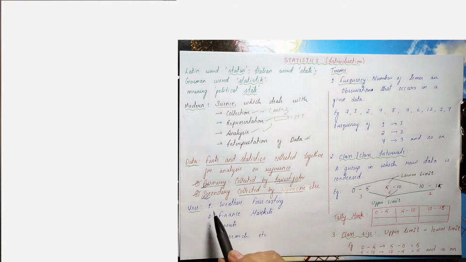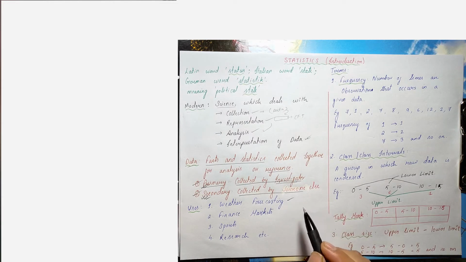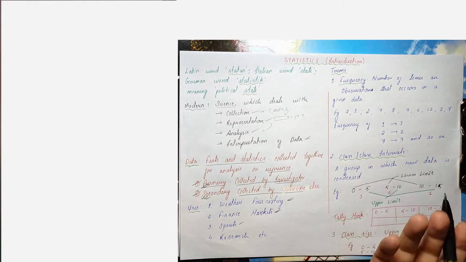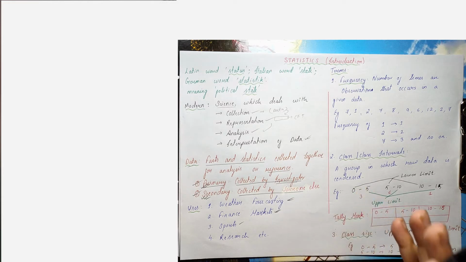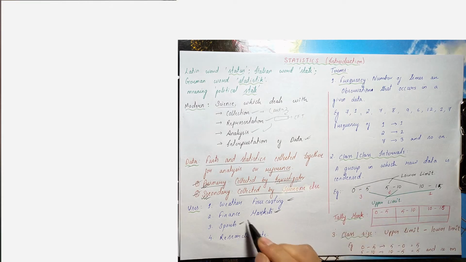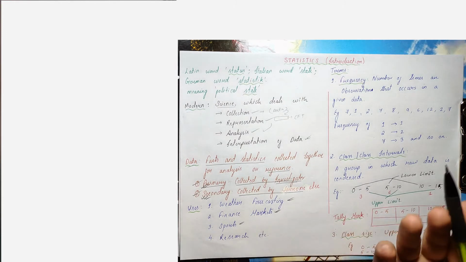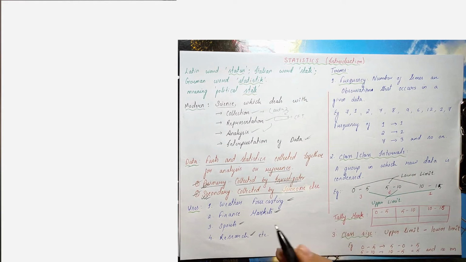Let us see some fields where statistics has found its application. Statistics has found its application in weather forecasting. That means we can predict tomorrow's weather, whether tomorrow is going to rain or not. That can be predicted using statistics. In the finance market, how well a company is doing, how badly a company is doing, that can be determined using statistics. In sports, which batsman plays the best, or during which day or during which weather the ball jumps the most, that can be determined using statistics. It is also used in research.